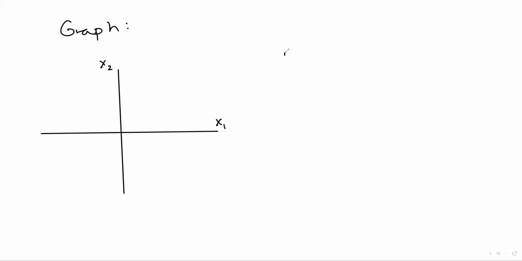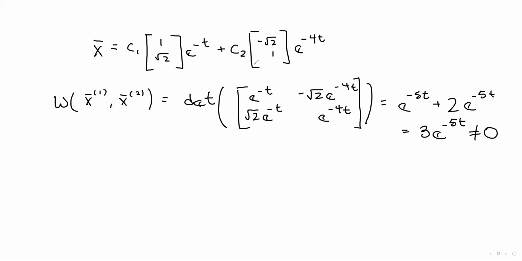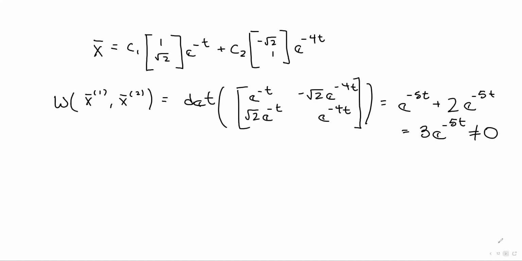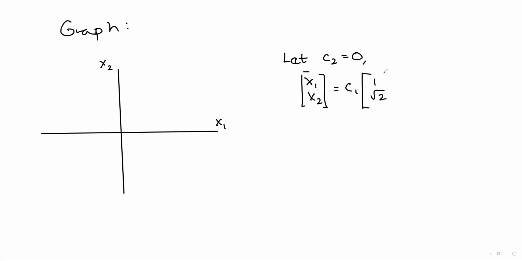All right, so we can go ahead and let c2 equal 0. And then in that case, let's take a look. If c2 is 0, we're just going to get this guy here. So we'll have x1, x2 equals c1 times 1, root 2, e to the negative t. And so this tells us that x1 equals c1 e to the negative t, x2 equals root 2 c1 e to the negative t.